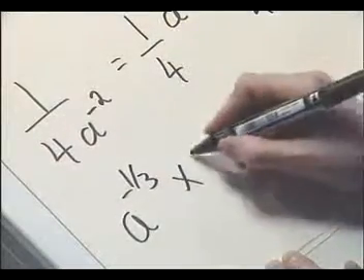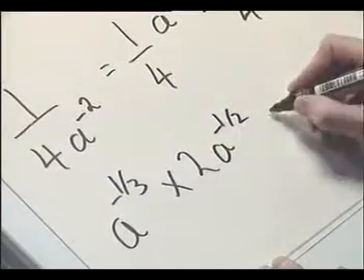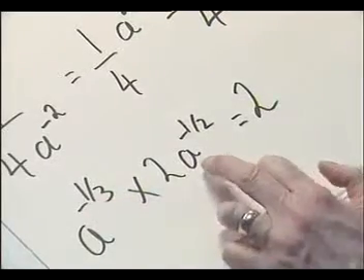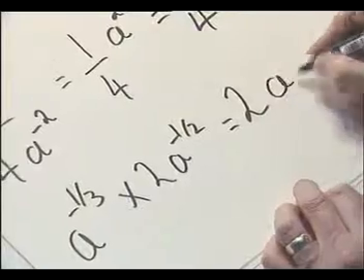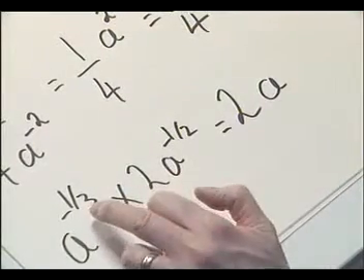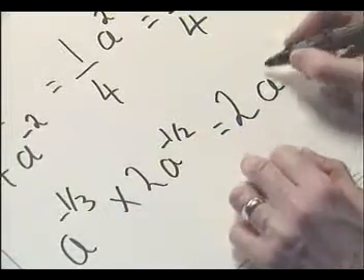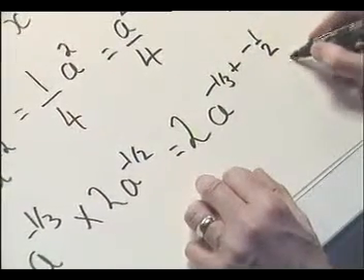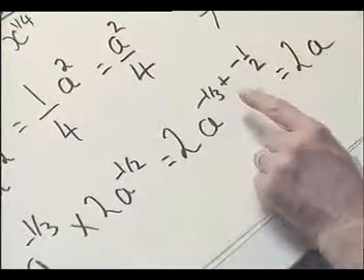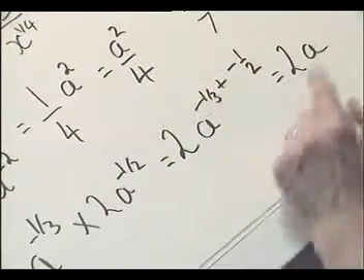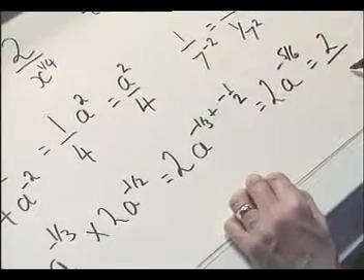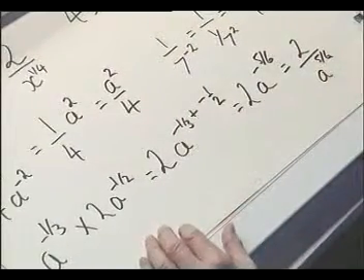a to the minus a third times by 2a to the minus a half equals, the 2 we can just write down. a to the minus a third times by a to the minus a half. Our first job is to add those indices together. So minus a third plus minus a half is going to give us 2a to the power. Now a third and a half is 5/6, so with the minus signs that is minus 5/6. And so that's 2 over a to the power 5/6.